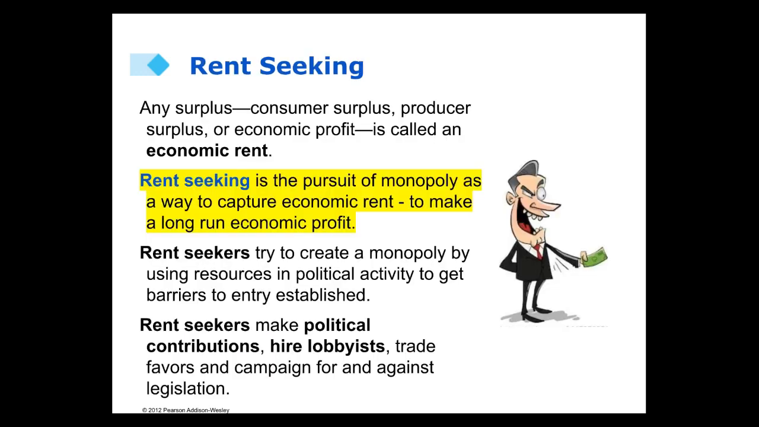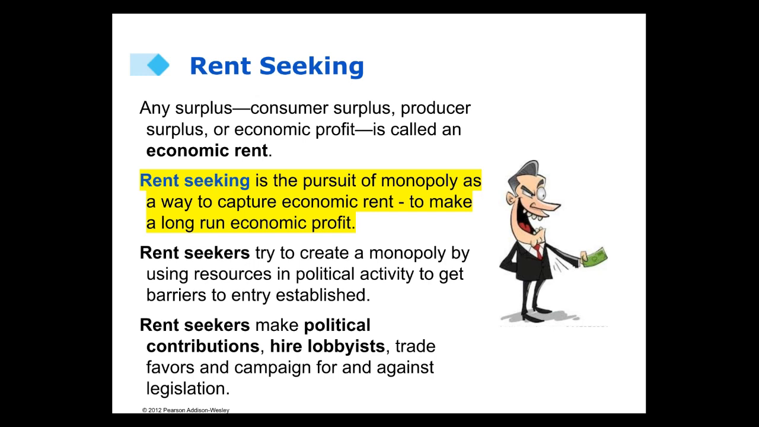Let's talk about rent seeking. Rent seeking is the pursuit of monopoly as a way to capture economic rent or economic profit, and to be able to do so in the long run. So rent seekers might make political contributions or hire lobbyists or use political activity as a way of securing a monopoly. Why would they spend money to do that? Well, by having a monopoly, they can make an economic profit in the long run, and that's really what they're trying to accomplish or purchase.